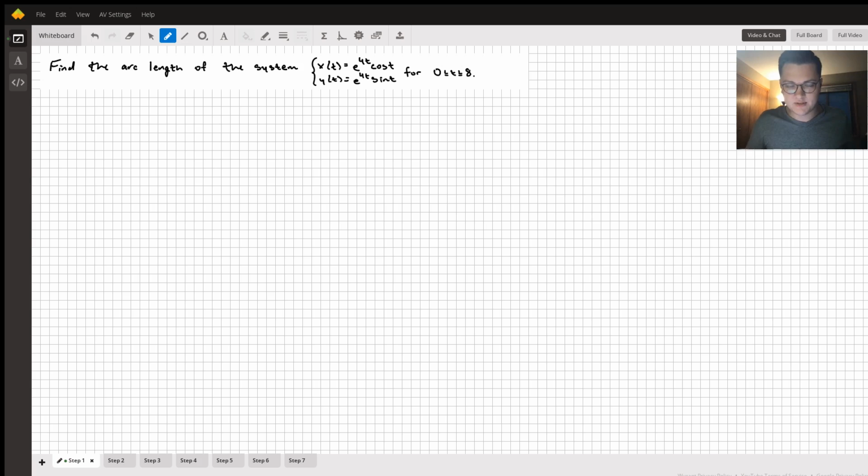So let's look straight at the problem. We're going to find the arc length of the system. It's in terms of two variables parameterized by t, and we're given the interval for t here to integrate over.